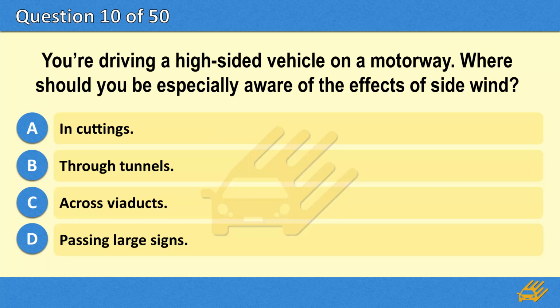You're driving a high-sided vehicle on a motorway. Where should you be especially aware of the effects of side wind? A. In cuttings. B. Through tunnels. C. Across viaducts. D. Passing large signs.